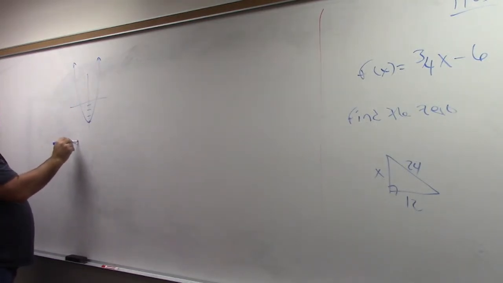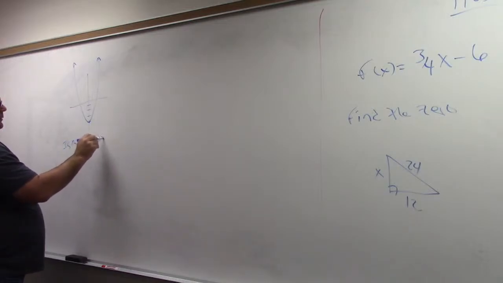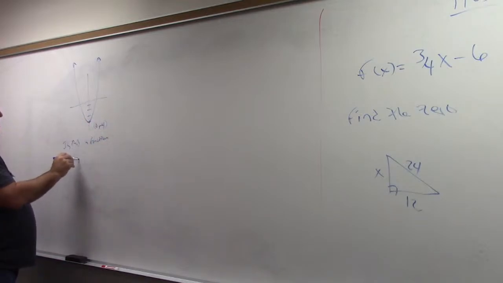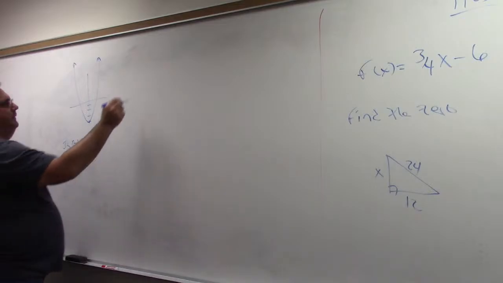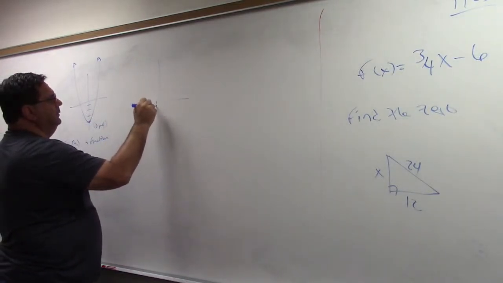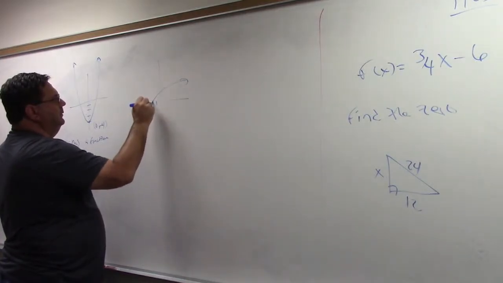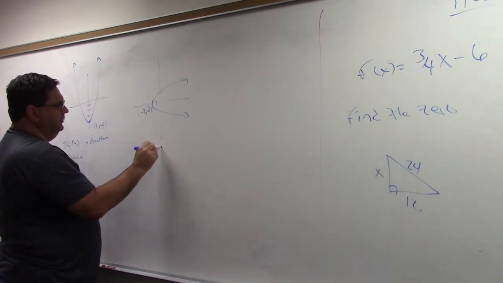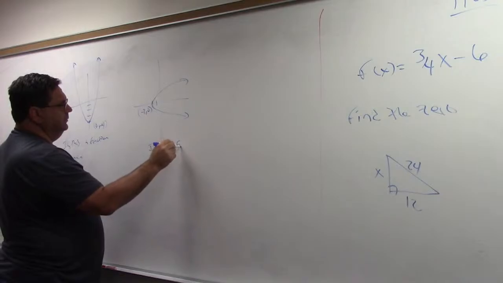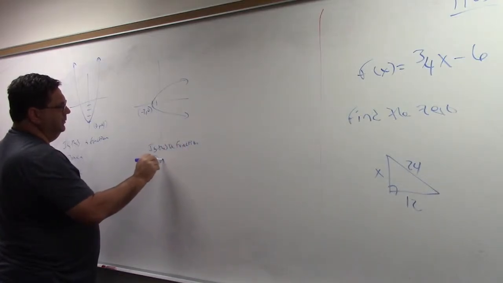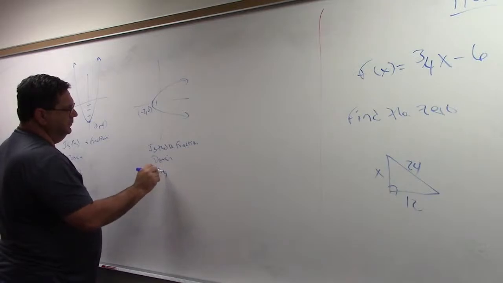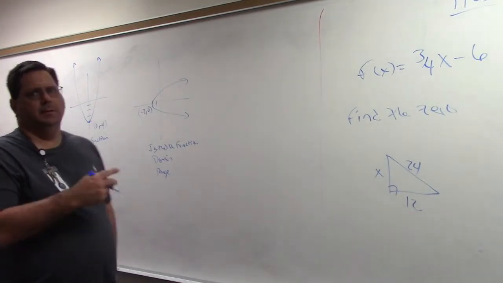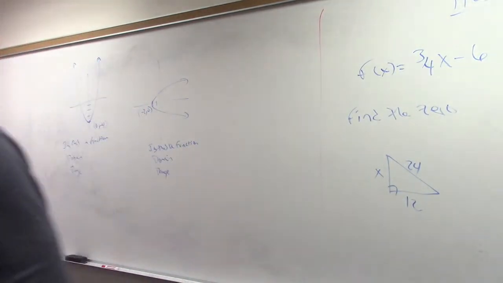Is this a function? This is 0, negative 4, by the way. Domain, range. Negative 0. Is this a function? Domain, range. There we go.